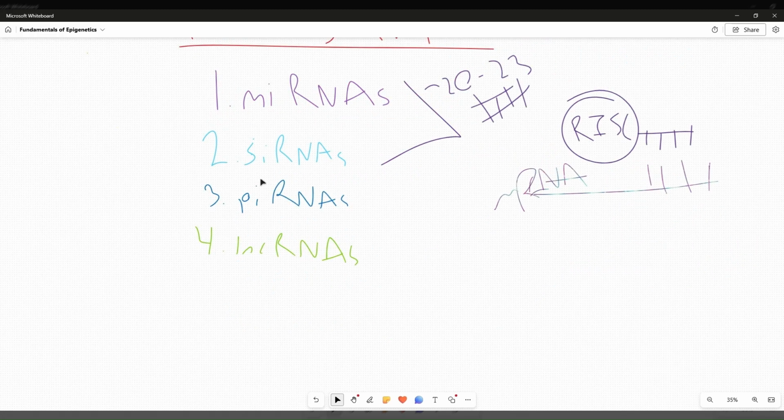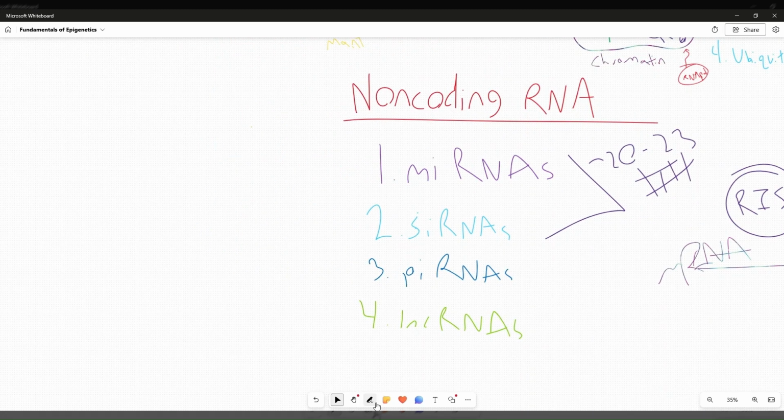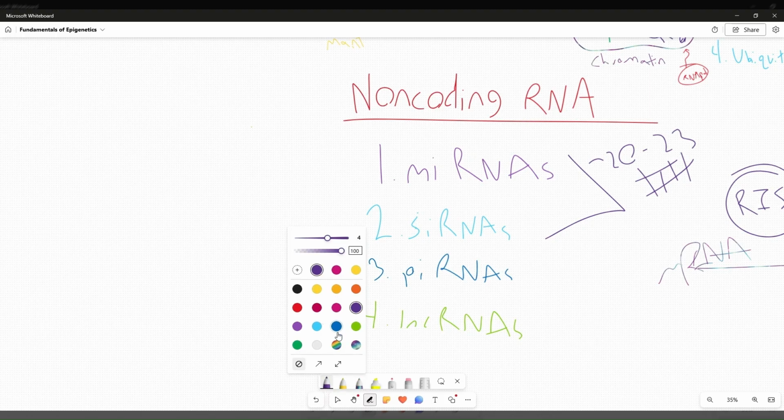So really, the meat and potatoes of it is you have Piwi-interacting RNAs, or piRNAs, and long non-coding RNAs. So we'll talk about piRNAs really quick.